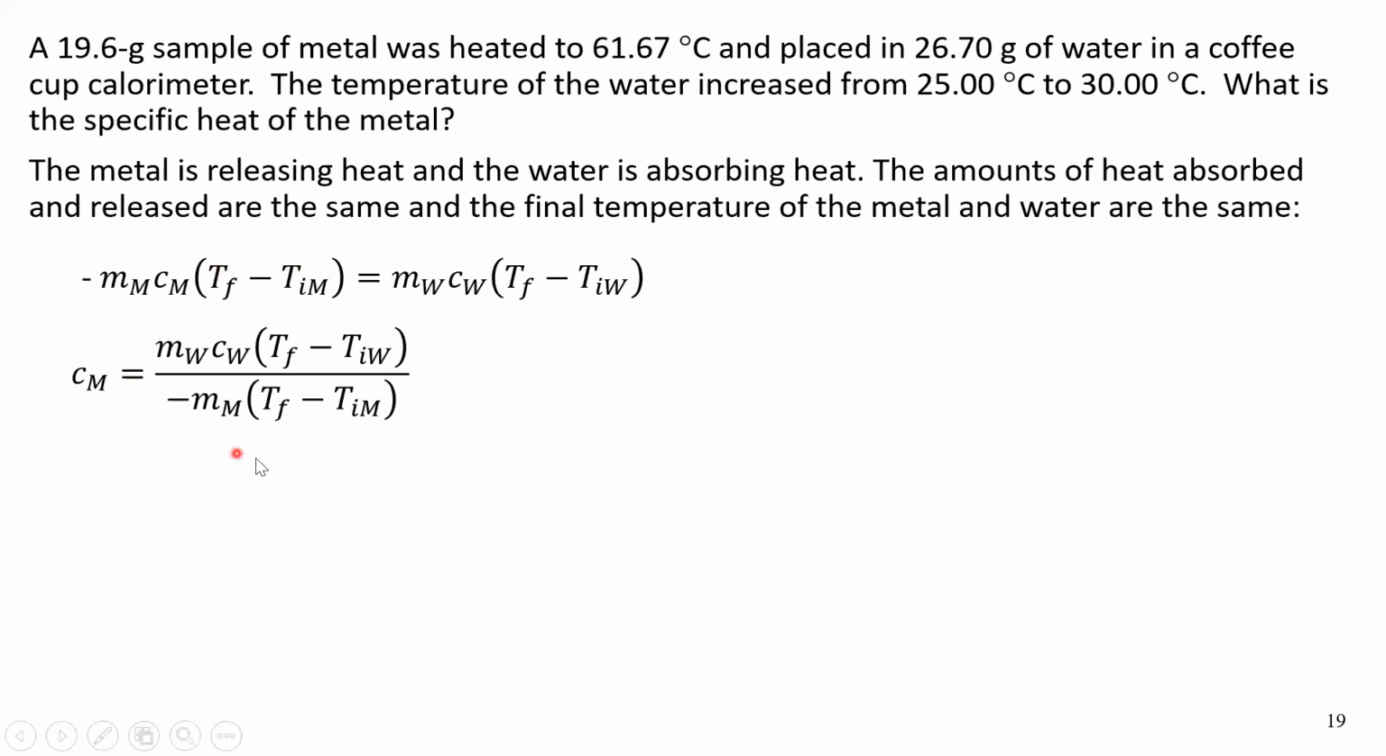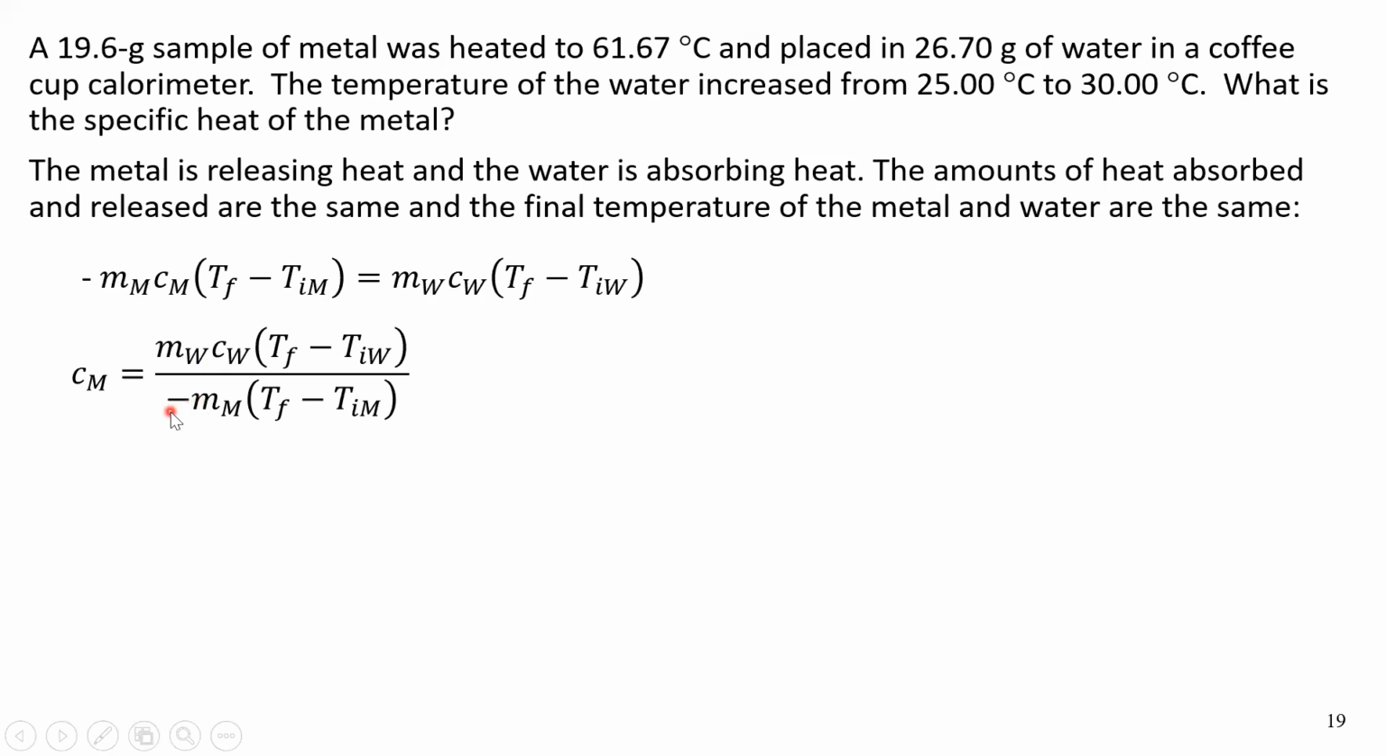Now, all of the numbers on the right-hand side are given to us in the question. So what you need to do is plug in the mass of the water. The specific heat of the water isn't listed there. I'll tell you what that is again. You're going to use it often enough that you're going to remember it, but it's 4.184 joules per gram degrees Celsius. And then you're going to take the final temperature of the water and subtract the initial temperature. All that together is going to give you your numerator.